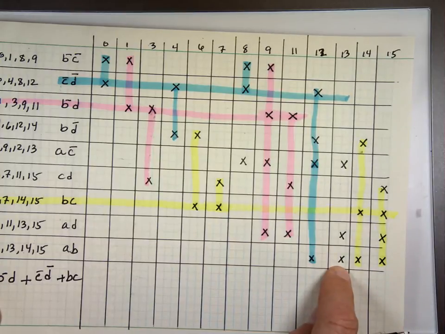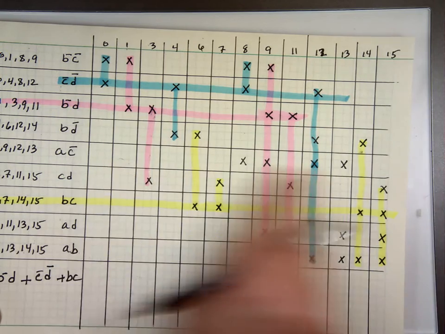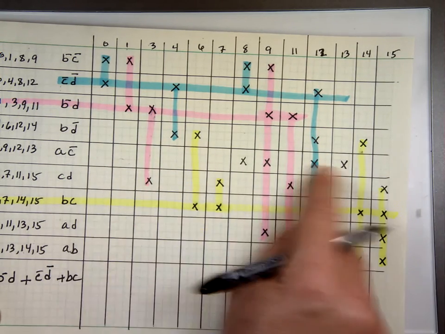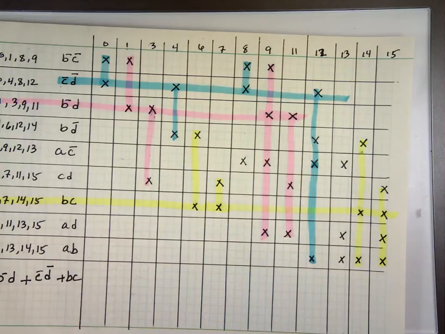But what happens if I grab this one? See it? I wish I had a different highlighter. I thought I had a green one somewhere here. I know I had a green one. No? Is there any way to predict how many terms you're going to have? Not really.